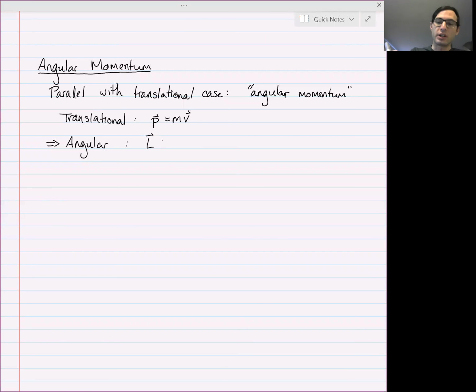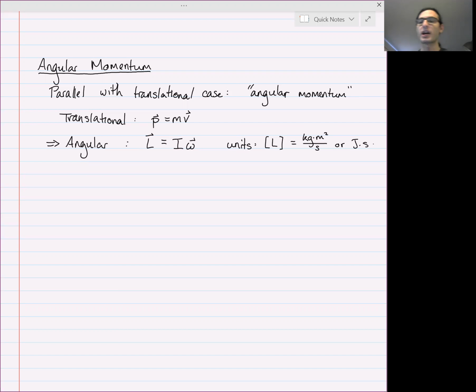I have no idea. Well, what's the thing that corresponds to mass? For angular motion, the thing that corresponds to mass is moment of inertia. And the thing that corresponds to velocity is angular velocity. So we would expect something like this: L equals I omega. And so the units of L would be, well, I has units of mass times meter squared. Omega has units of inverse seconds. So this would be kilogram meters squared per second, or joule seconds.